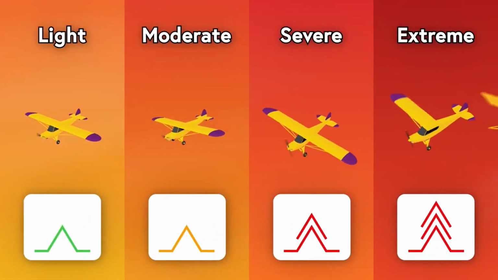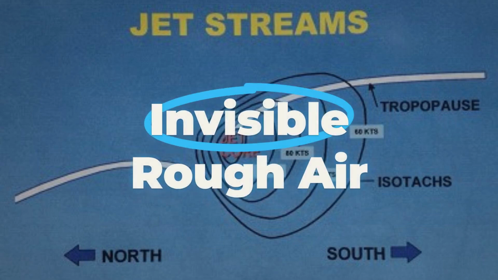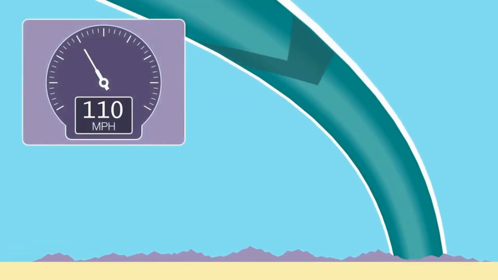The same can happen with turbulence. Clear air can look harmless from the ground and still be rough at cruising altitude, especially near jet streams or mountain waves.